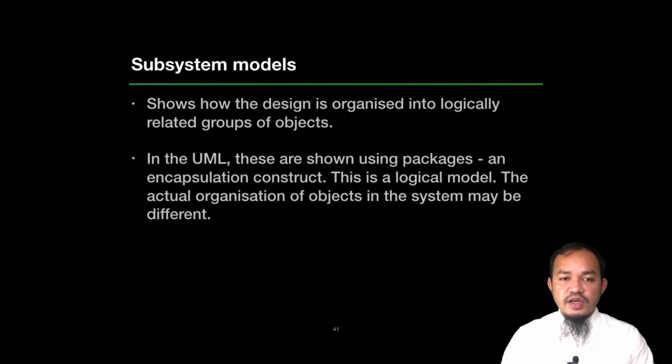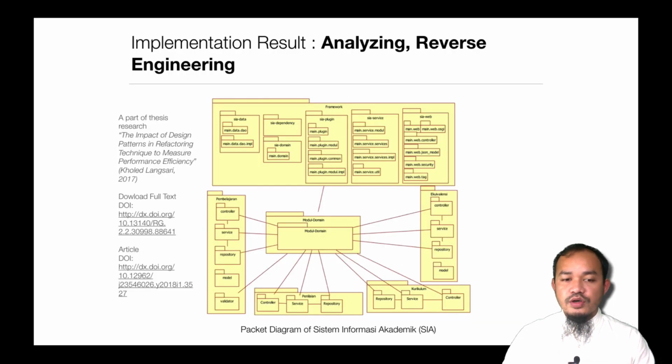In UML, they are shown using package diagrams, as I showed you, okay. A package diagram encapsulates the constructs. The package diagram actually groups the components or objects together. For example, here is the package diagram of the academic information system, which consists of many package diagrams, right. This is the overview, the big picture of the system, okay.